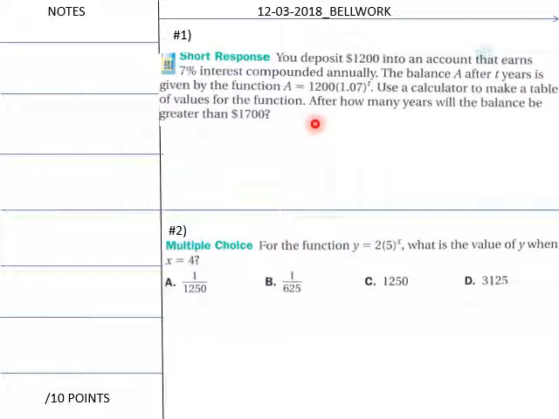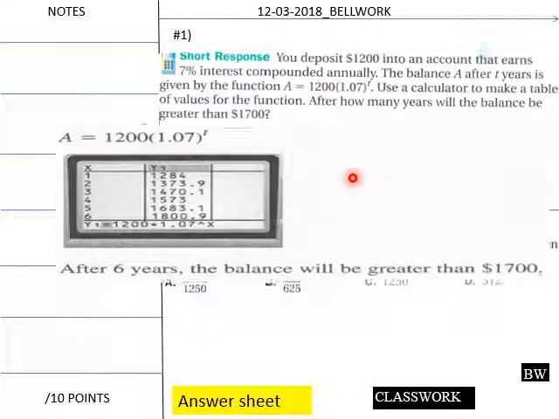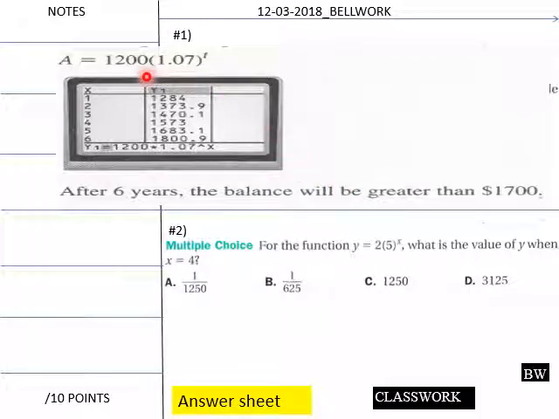Okay, welcome back for your solutions for today's bell work. And here's our table. What is that going to look like? Here is what it looks like on a calculator for number 1. So which year will be greater than 1,700? It looks like here year 6. Year 6 you have $1,800. Year 5 is 1683.1, so it's not quite 1,700. But year 6 it is, so it would be 6 years.